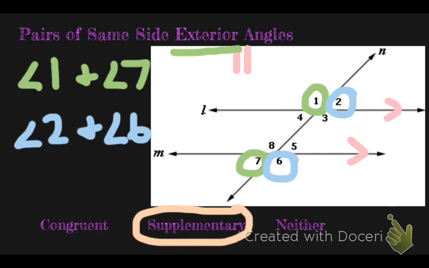Remember, that means that if we add the measure of angle 1 plus the measure of angle 7, those angle measures total will be equal to 180. The same will be true for angle 2 plus angle 6. If I add those together, I will get 180 degrees. Now, something to keep in mind, this is only true when our lines that are cut by the transversal are parallel to one another, which is the case in this diagram.